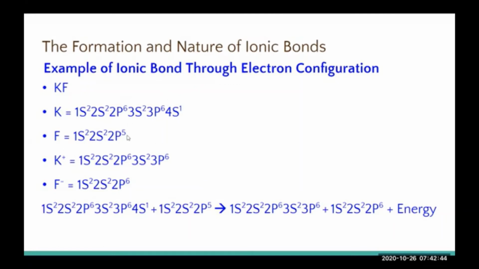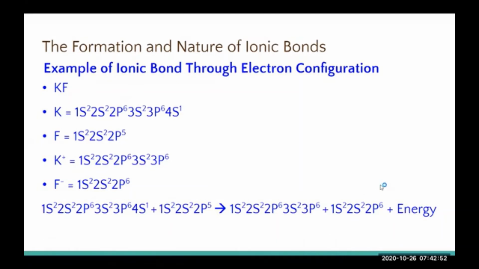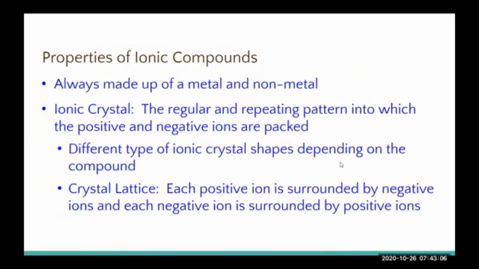So this one went there. And so when you look at it, the 4s1 is gone, leaving 3p6, and fluorine is now 2p6. So now they both look like noble gases. Potassium has lost its valence electron by giving it to fluorine. So now everybody is happy because they mimic noble gases now.